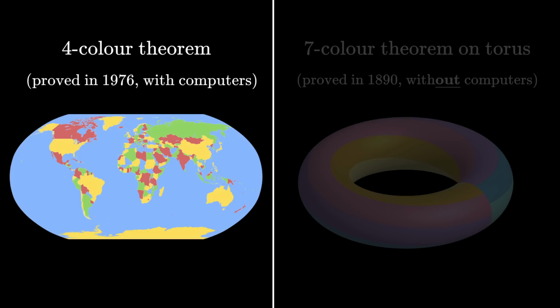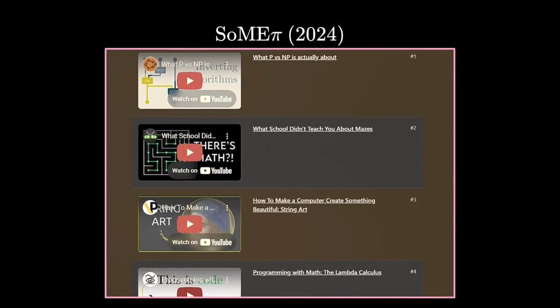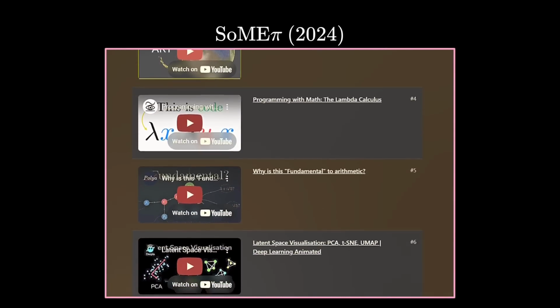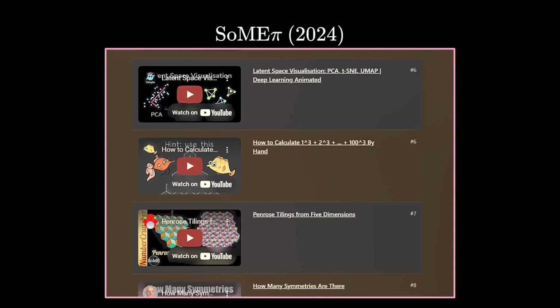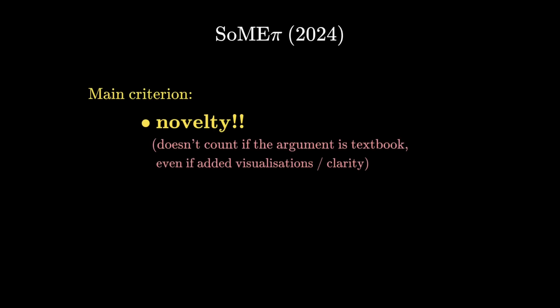The summer of math exposition this year ended, but honestly I really disagree with the public ranking here, so allow me to shout out 5 entries that I like. My main criterion to judge these videos is novelty, something that I haven't heard of before. If the video features a traditional textbook argument, even if it adds a lot of visualizations and clarity, that does not count as novel to me. This might be objectively good for other people, but it's simply not my preference for a YouTube video.